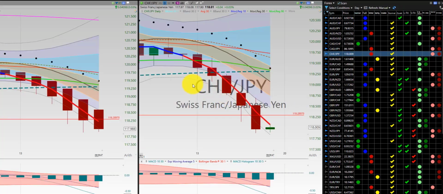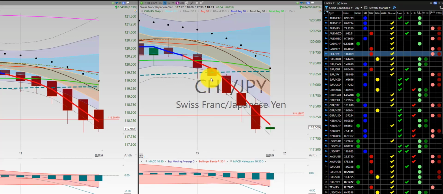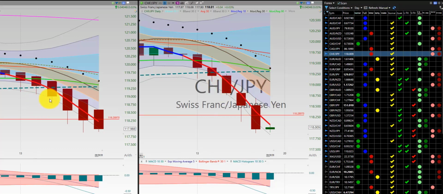So Swiss franc, Japanese yen, no trade here, initial trade here, out at the 200, another trade here, and out at the Z3 for a nice 1, 2, 3. So if you ladder this down to the 200, and then another trade here at this point, and out at the Z3 on the Heikin-Ashi, it's a good overall trade for Swiss franc, Japanese yen.